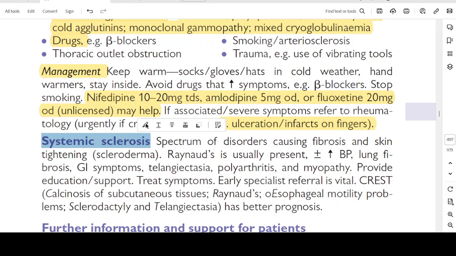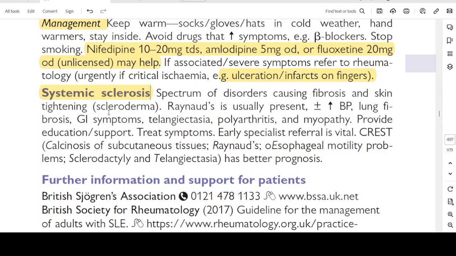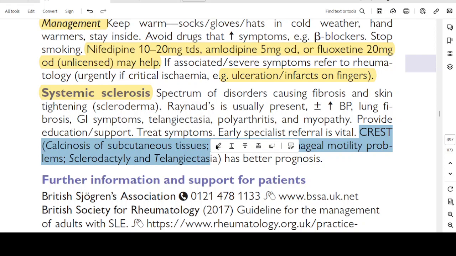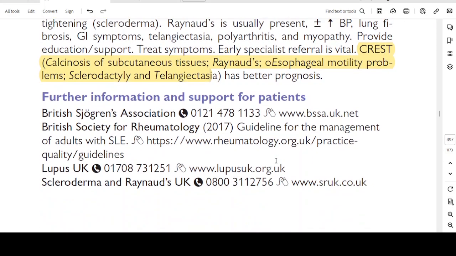Systemic sclerosis is a spectrum of disorders causing fibrosis and skin tightening, scleroderma. Raynaud's phenomenon is usually present, and there is increase in blood pressure, lung fibrosis, GI symptoms, telangiectasias, polyarthritis and myopathy. Provide educational support, treat the symptoms. Early specialist referral is vital for systemic sclerosis. CREST syndrome, that is calcinosis of the subcutaneous tissues, Raynaud's phenomenon, esophageal motility problems, sclerodactyly and telangiectasia, has a better prognosis.